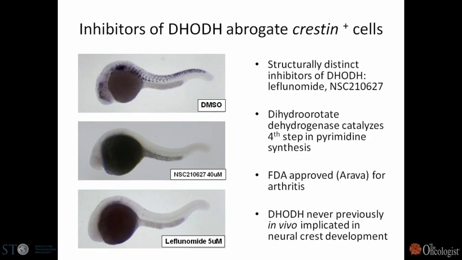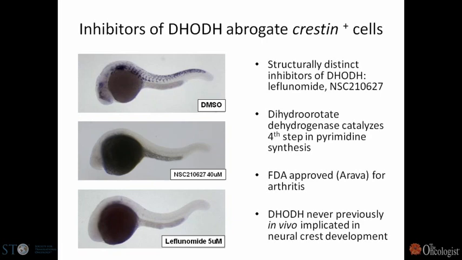Now, I have to say, I did go to medical school. I never heard of this enzyme. But what is true is there's a drug which is FDA approved for arthritis called leflunomide. And leflunomide is a DHODH inhibitor, and it has no structural similarity to our chemical, but we decided to test leflunomide, and it also completely erases the neural crest.